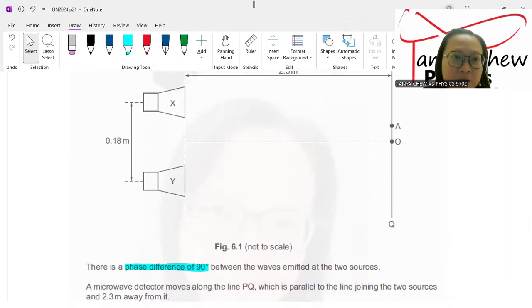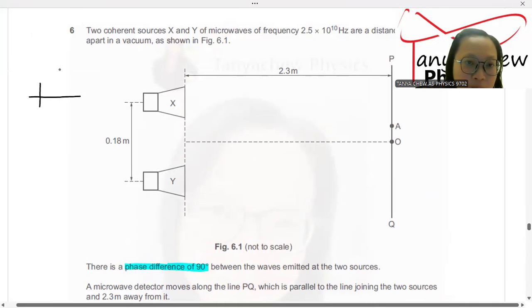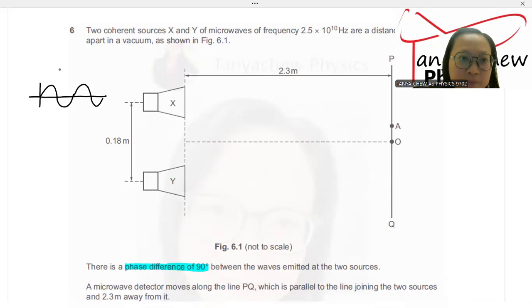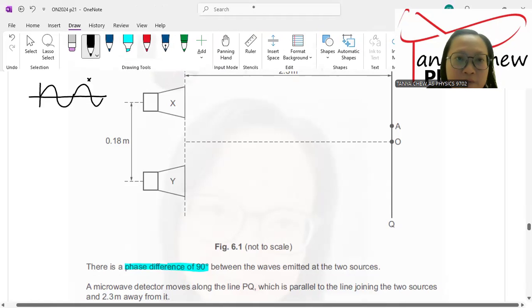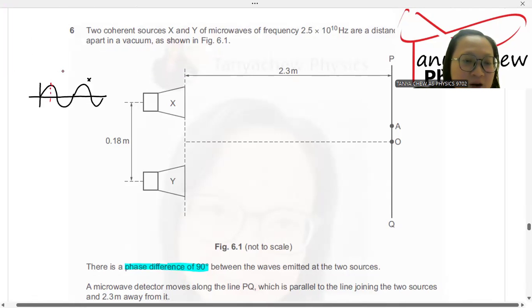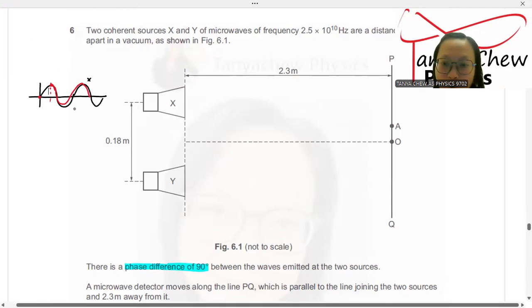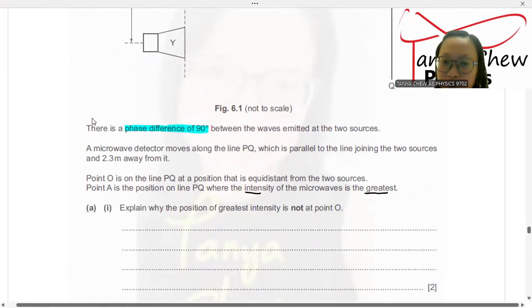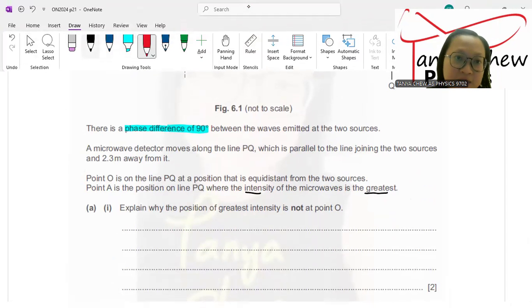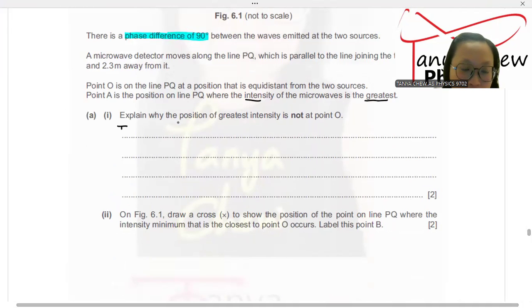That means if this is the wave from source X, emitted at the same time, this is X. This will be the wave of Y, starting from here. Can you see that X starts from 0, but Y starts from a crest? Due to that, at point O, we would not get maximum intensity or constructive interference. So I'm going to write it down.